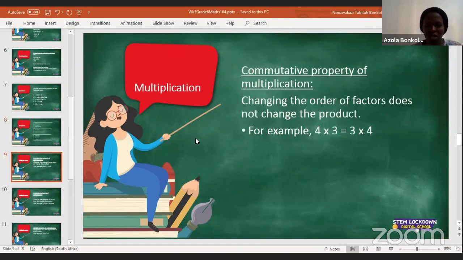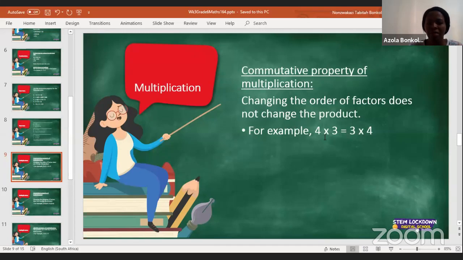Okay, now we're moving to our second group of work, because we said at the end of this lesson, we must be able to know the properties of addition and also the properties of multiplication. So now we are looking at commutative property of multiplication. Here we are changing the order of factors, but the product is not going to change. In multiplication, it's the same thing, but the terms now are different. We are changing the factors, but the product does not change.